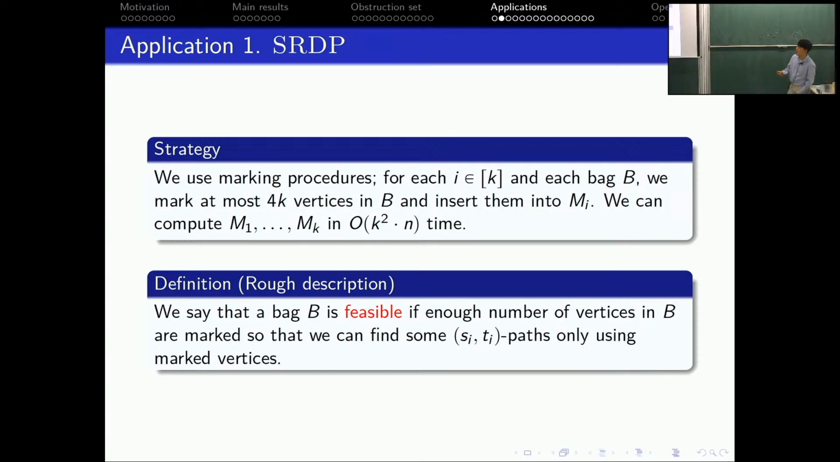To do this, our strategy is a marking procedure. We have a partition tree, and what we will do is try to mark some vertices in B. Along some route, we mark vertices in B. Then we say that a bag B is feasible if enough vertices in B are marked so that we can always find the set-listed paths that only use marked vertices. If that is the case, then we say that bag B is feasible.